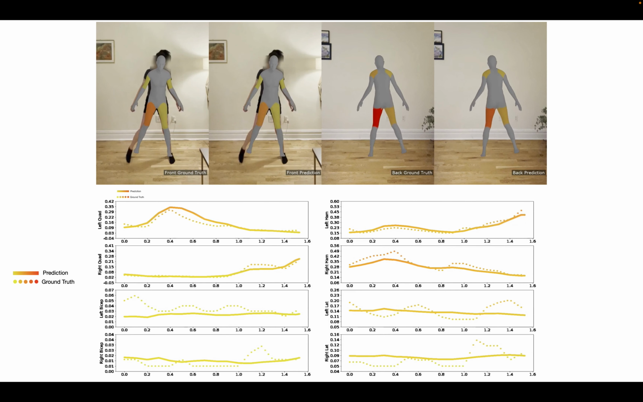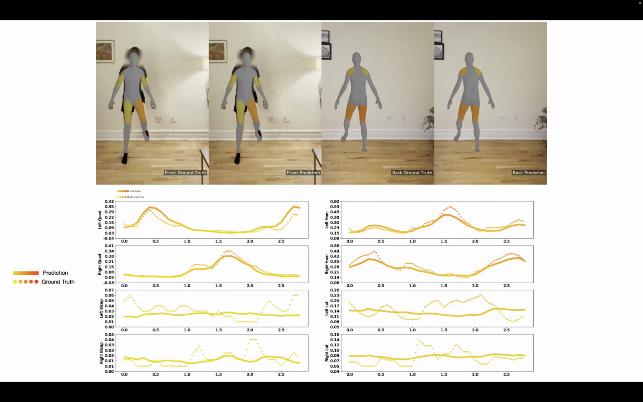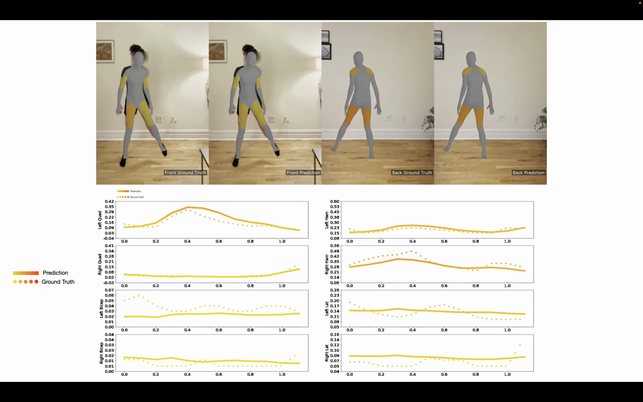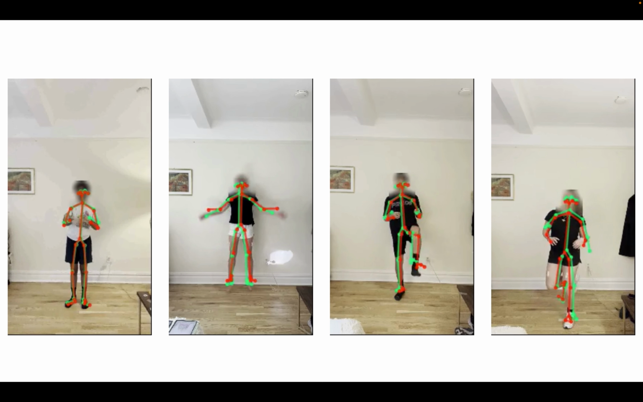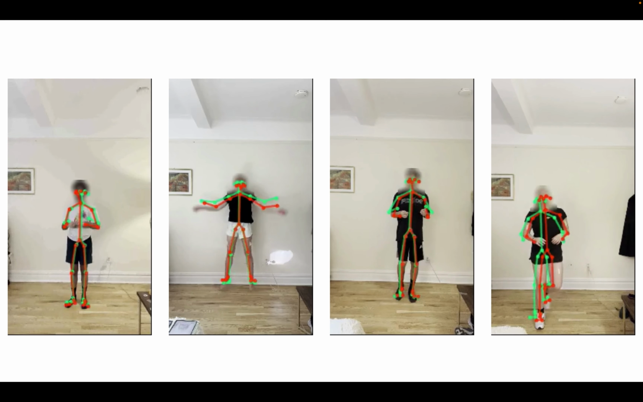Here is a qualitative example of our motion-to-muscle encoder. The dashed line is the ground truth and the solid line is our prediction, which follows the ground truth closely. We adjusted the scale of the axis to fit the range of the ground truth muscle activation. Next, here's a qualitative example of our decoder. The green is the prediction and red is the ground truth, and we see that both follow closely.